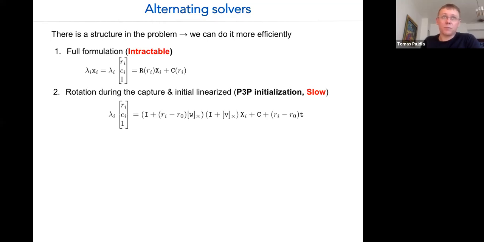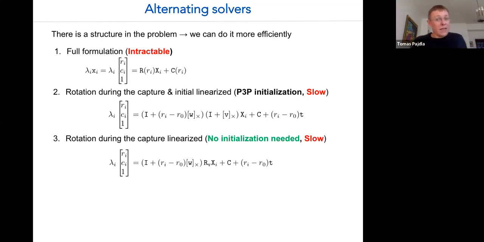And on the other side of the spectrum are some very simplified methods. So now let's try to do the simplification. The first simplification, which we did, was that the rotation during capture and the initial rotations are linearized. So we can really linearize this P3P. It works, it runs P3P and P6P kind of thing. It's useful, but not super fast.